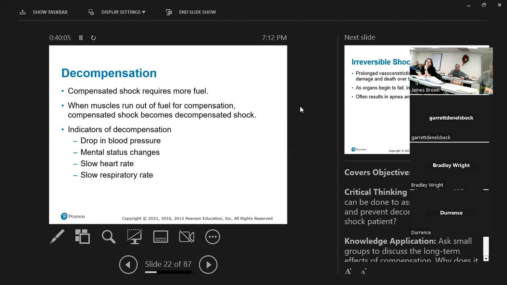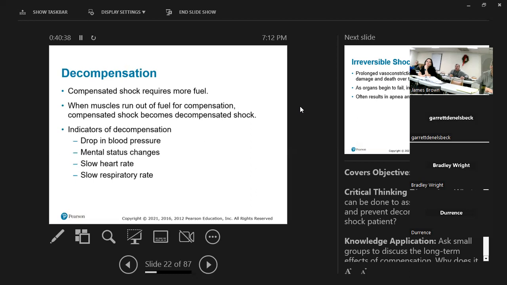So some indicators of decompensation, that's where you're going to start to see the drop in blood pressure, an altered mental status. They're not able to decide if Mickey Mouse is a cat or a dog. So you're also going to see heart rate and respiration start to drop. This is the point where you are behind the power curve. Now you're going to have to fight to get back in.